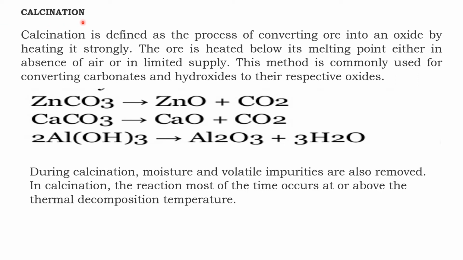So, listen carefully. Calcination is the process by which we convert a metal ore into the corresponding oxide by heating in the absence of air or with minimum air supply. That process is called calcination, and calcination is used for carbonate and hydroxide ores.